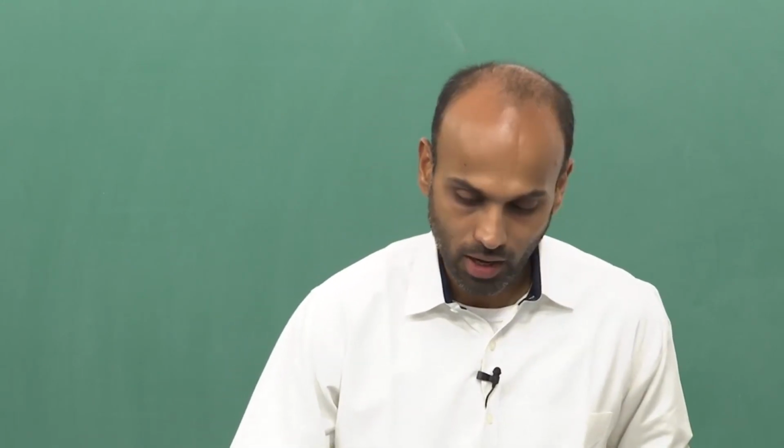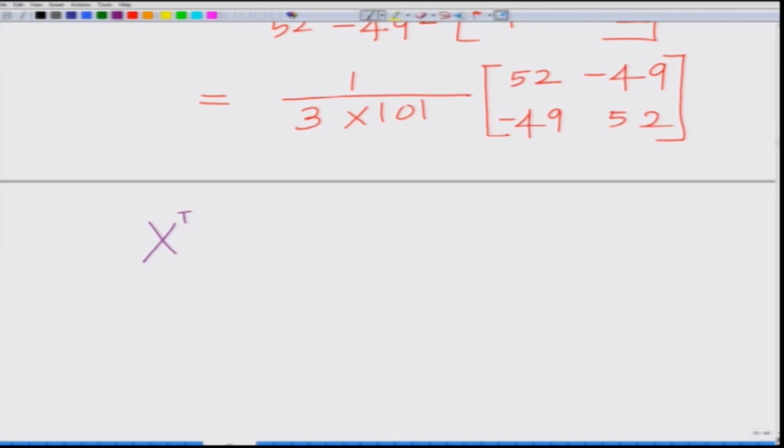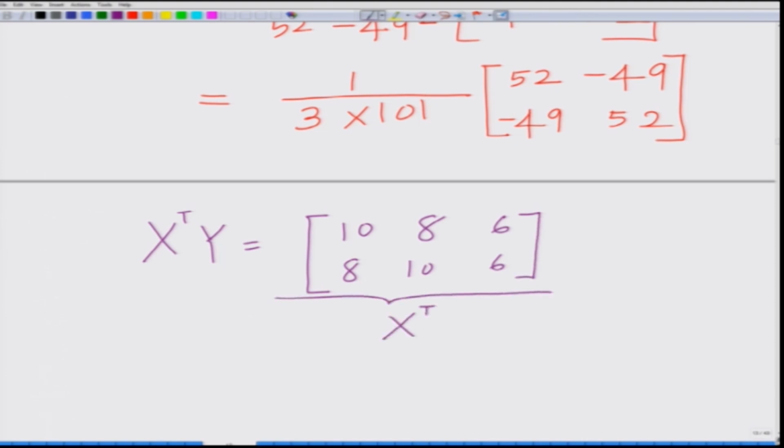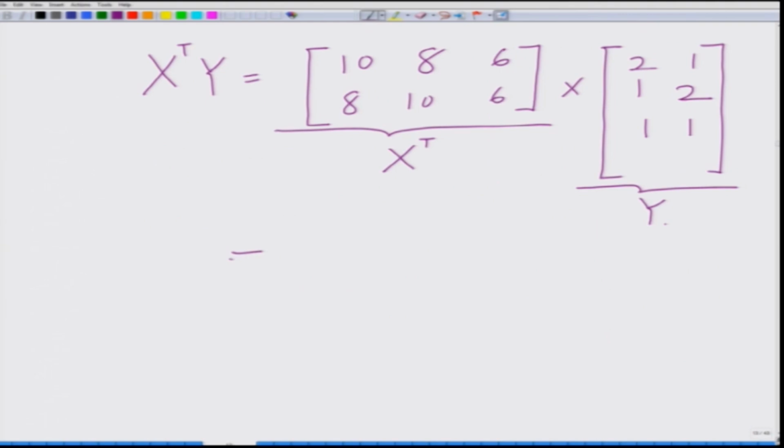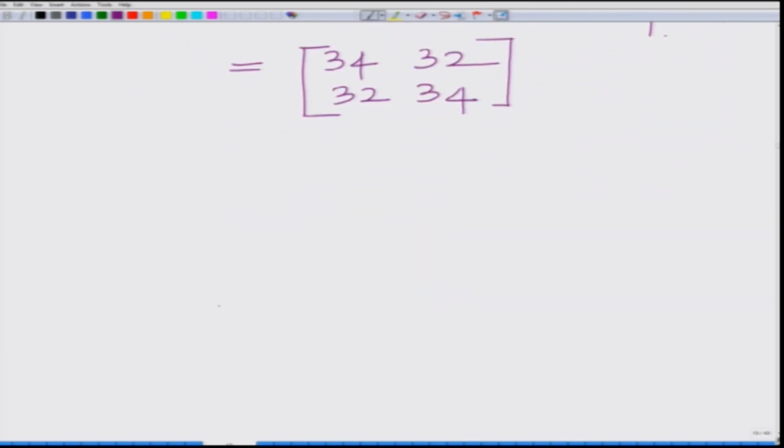Now, we will compute the other component, x transpose y, which we then have to multiply by 1 over r sigma square. So, let us compute x transpose y. This is again x transpose, which is a 2 cross 3 matrix, 10 8 8 10 6 6, into your observation matrix y, 2 1 1 2, which is 34 32, 32 34.